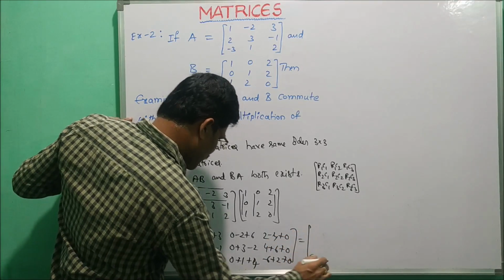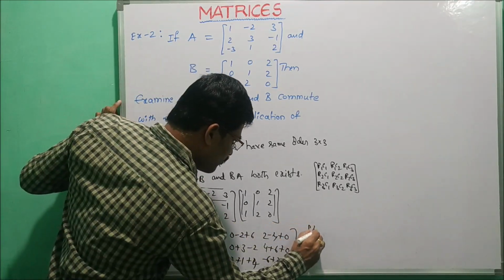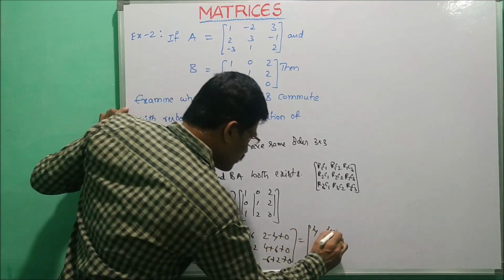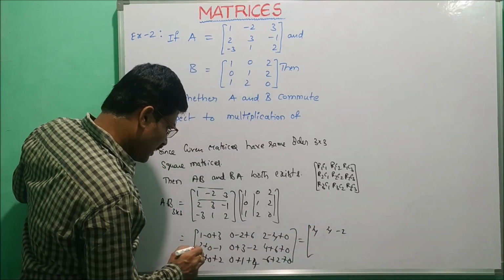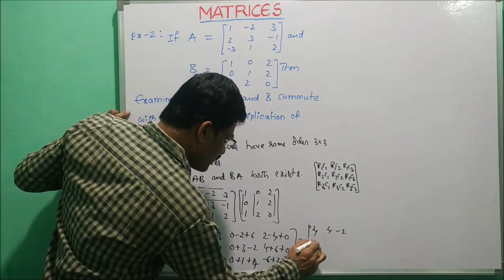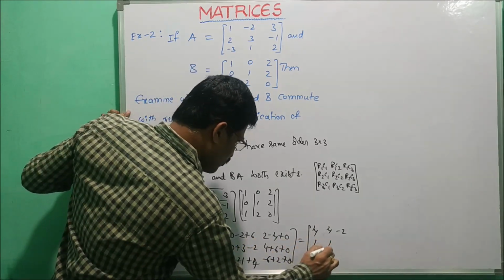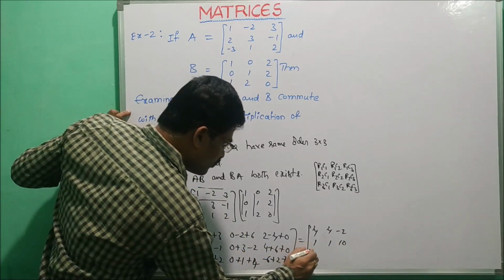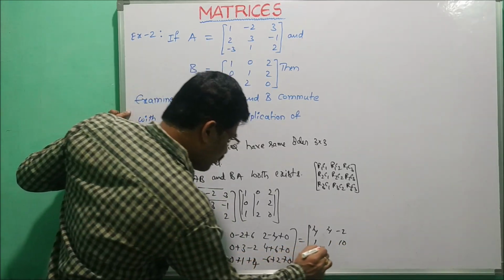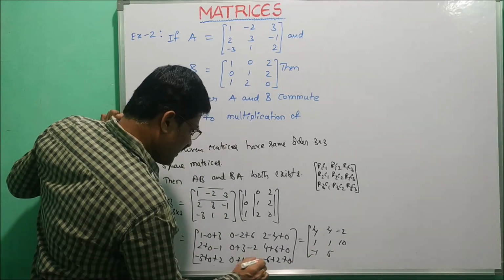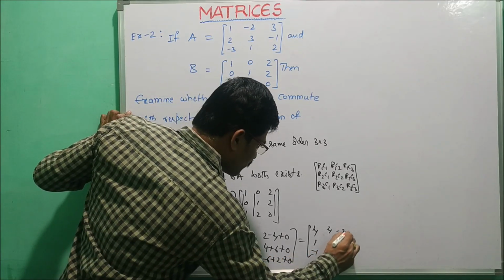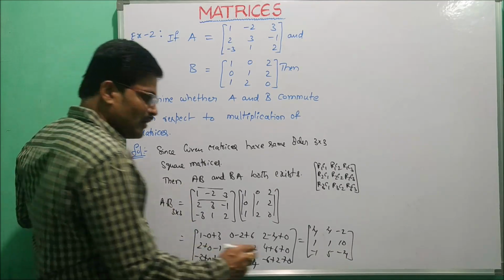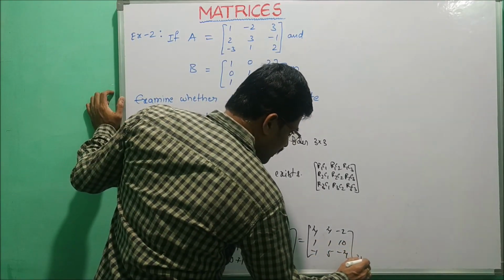Now we can simplify that. 1 plus 3, 4; 6 minus 2, 4; 2 minus 4, minus 2. And also the second row: 2 minus 1, 1; 3 minus 2, 1; 4 plus 6, plus 10. Minus 3 plus 2, minus 1; 1 plus 4, 5; minus 6 plus 2, minus 4. So this is our resultant matrix AB. This also has the same order, 3 by 3.